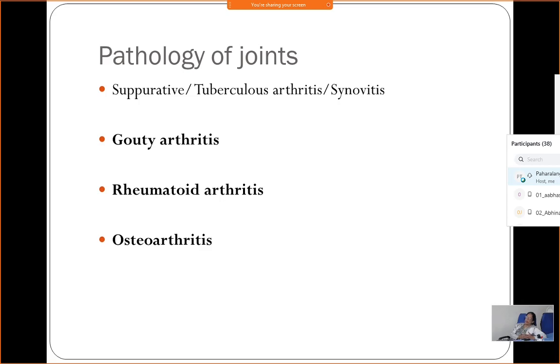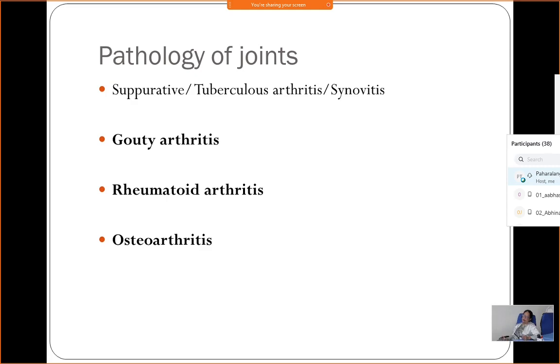The same thing can happen with tuberculosis, because in tuberculous osteomyelitis, the tuberculosis spreads into the joints and causes tuberculous arthritis. So in this case, you will see caseous material within the joint fluid. In addition, it causes inflammation of the synovium, which forms the covering for the joint space.